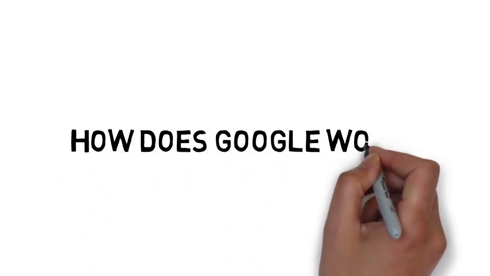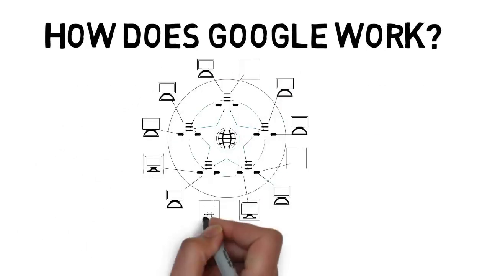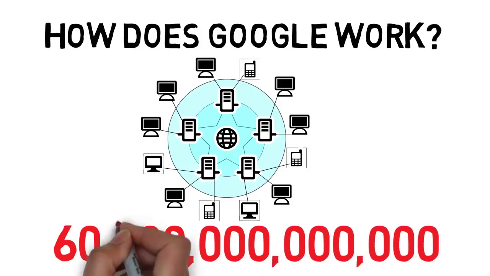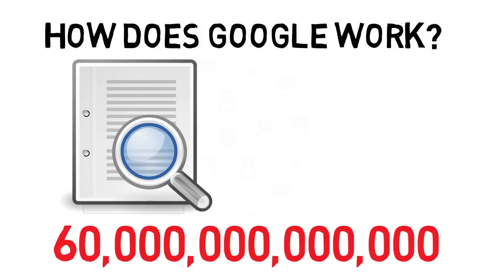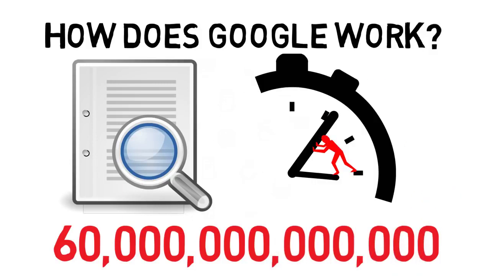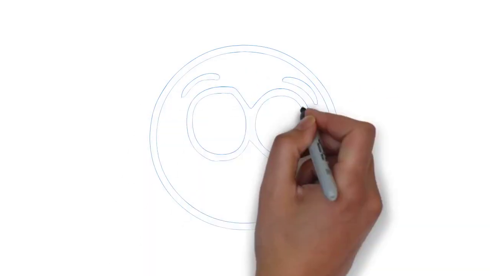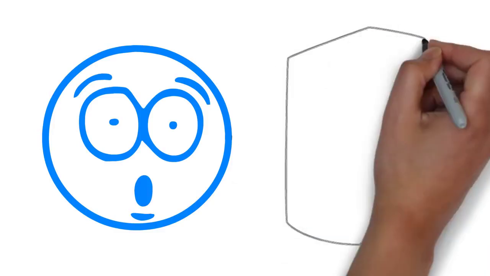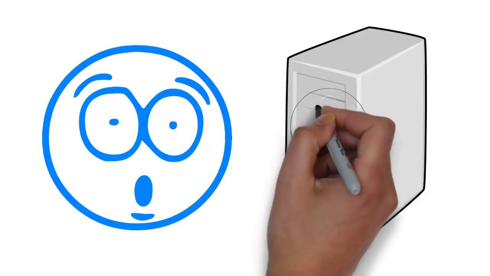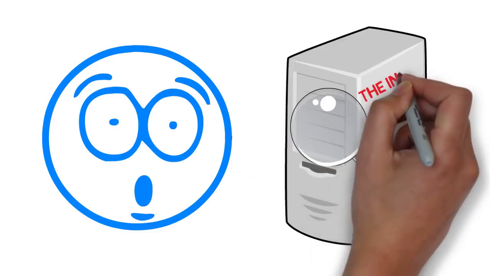How does Google work? The World Wide Web is currently made up of 60 trillion individual pages and is constantly growing. So how is it that Google can search all of these pages in less than a second and find exactly what you want? Well, interestingly, Google doesn't actually search the web. When you type a search term into Google, it actually searches its own internal database, known as the index.